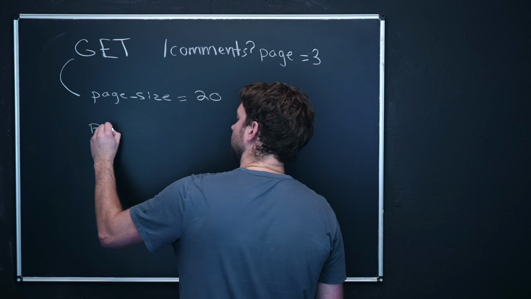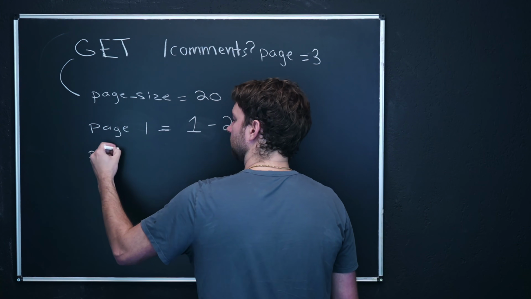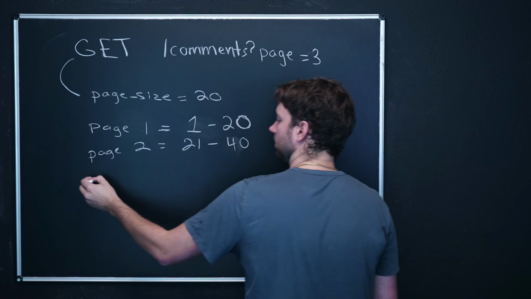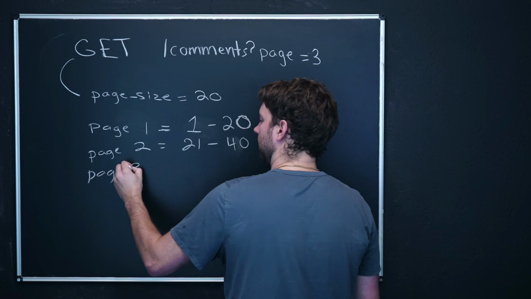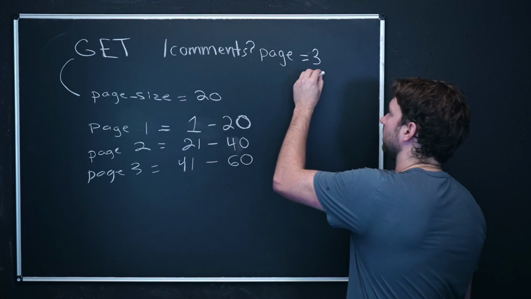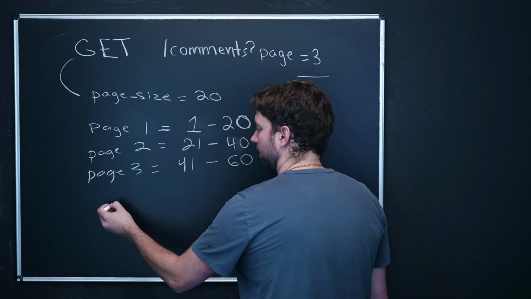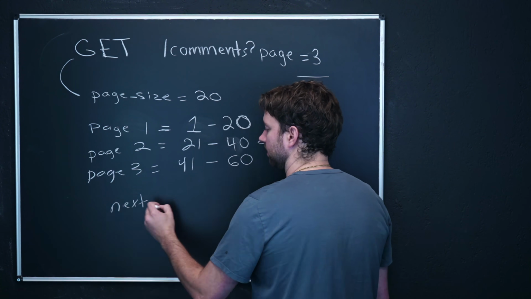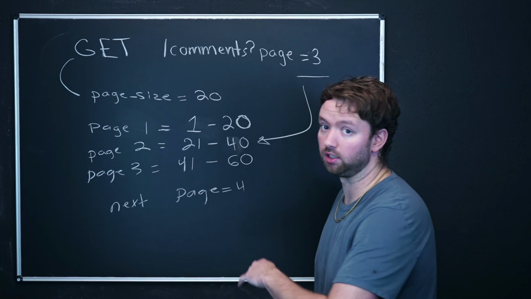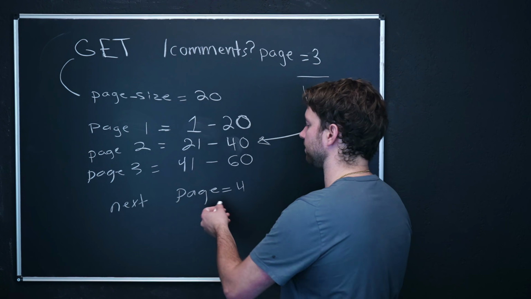So let's take a look at what page 1 might look like. That would be IDs 1 through 20. Page 2 would be 21 through 40. And then page 3 would be 41 through 60. So by specifying page 3, we would retrieve this data. And then inside of our API endpoint, we would have a next attribute pointing to the next page, and it would just be the same URL, but with a page equal to 4. So really simple for the URL navigation, by far the easiest for the client to understand. And then a previous would just be page 2.